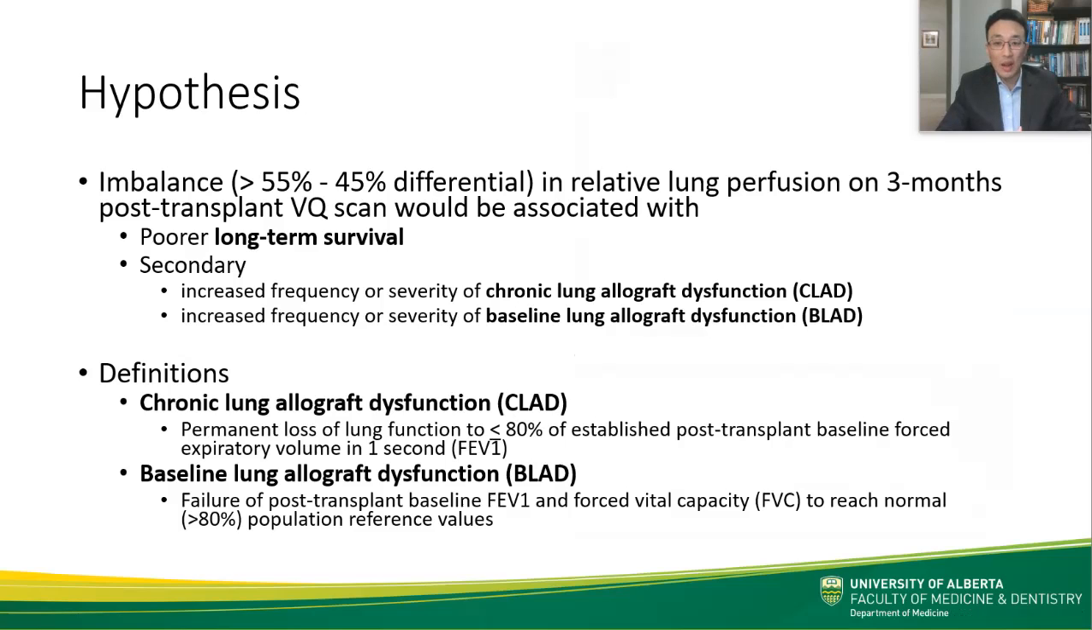First, we have chronic lung allograft dysfunction, or CLAD, which is characterized by a permanent 20% or greater decline in forced expiratory volume in 1 second from the patient's personal baseline. Baseline lung allograft dysfunction, or BLAD, addresses a separate risk group of patients who aren't able to reach a normal level of lung function, defined as at least 80% of the standardized population-derived reference spirometry values.